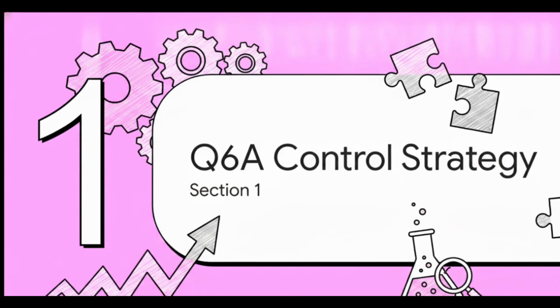All right, let's kick things off with Section 1, the Q6A control strategy. Now, it's absolutely crucial to understand exactly where specifications fit into the giant puzzle of quality assurance. And this brilliantly illustrates our foundational document, the ICH Q6A Harmonized Tripartite Guideline.